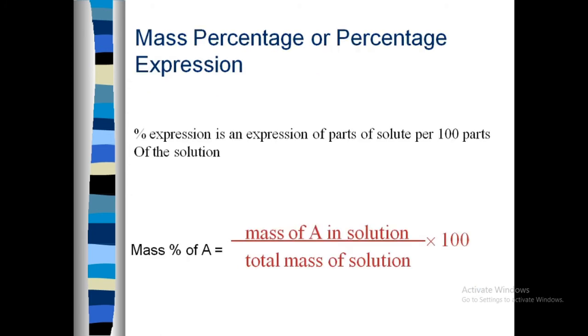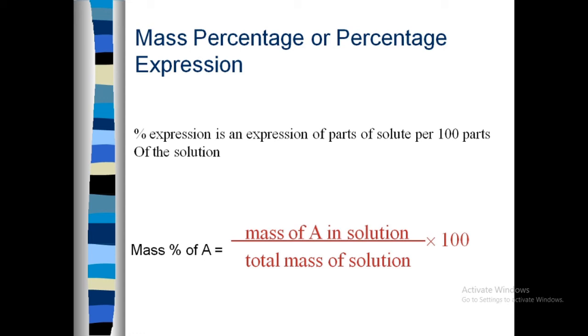Mass percentage or percentage expression. Percentage expression is an expression of parts of solute per 100 parts of the solution. Mass percentage is defined as the ratio between individual mass to total mass. In this case, consider the two components, capital A and B. Capital A is component 1, capital B is component 2. What about the total component? Capital A plus capital B. That is the total component.